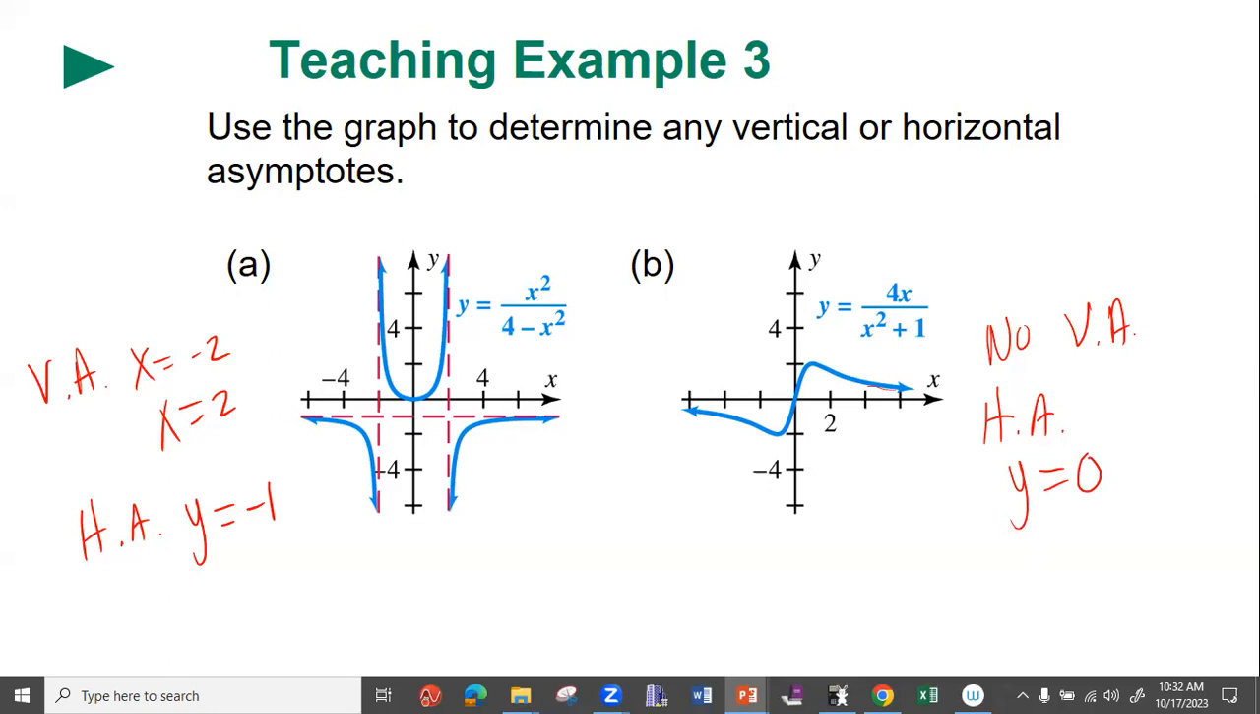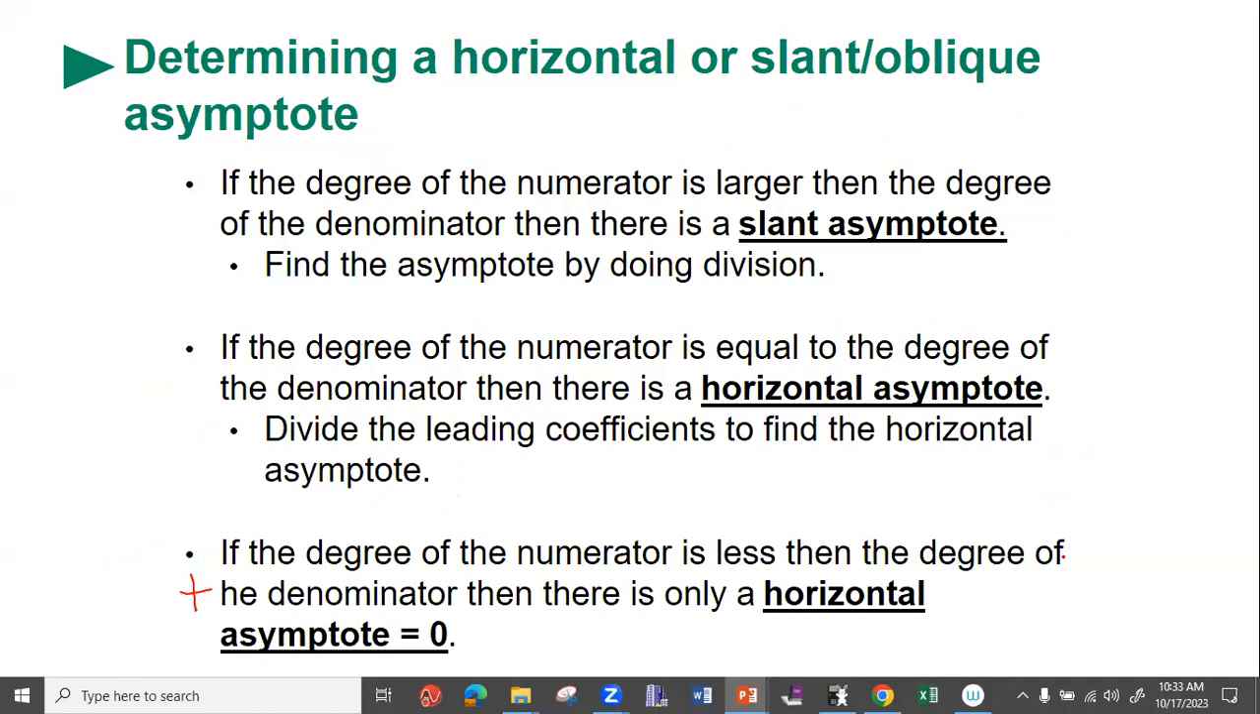Okay. Another way that I know I have a horizontal asymptote is by looking at the degrees of my rational function. So the degree of the numerator is 1. The degree of the denominator is 2. Anytime that the numerator degree is less than the denominator degree, you're going to have a horizontal asymptote at y equals 0. Okay, that's going to be written out for you right here.